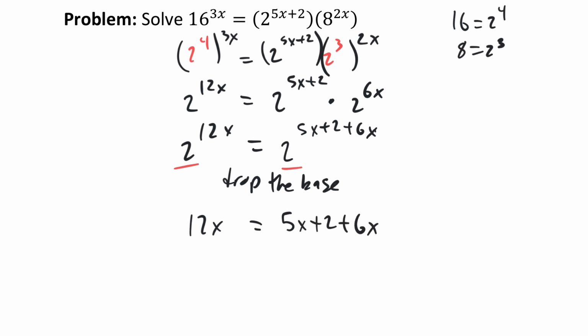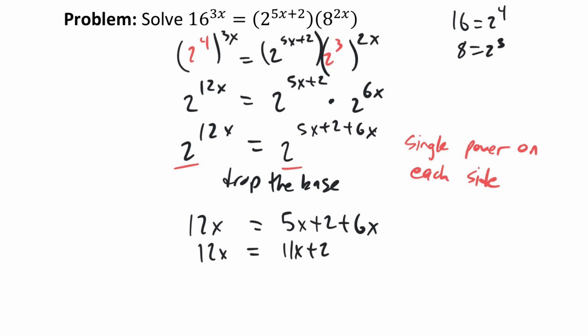But notice, we have to wait until we have a single power on each side. If you try to drop the base early, especially when there's 2 bases on one side and 1 on the other, it's just not going to work. It's going to get you into all sorts of trouble. But let's keep going here. We've got 12x equals 11x plus 2. So move the 11x over. x equals 2.